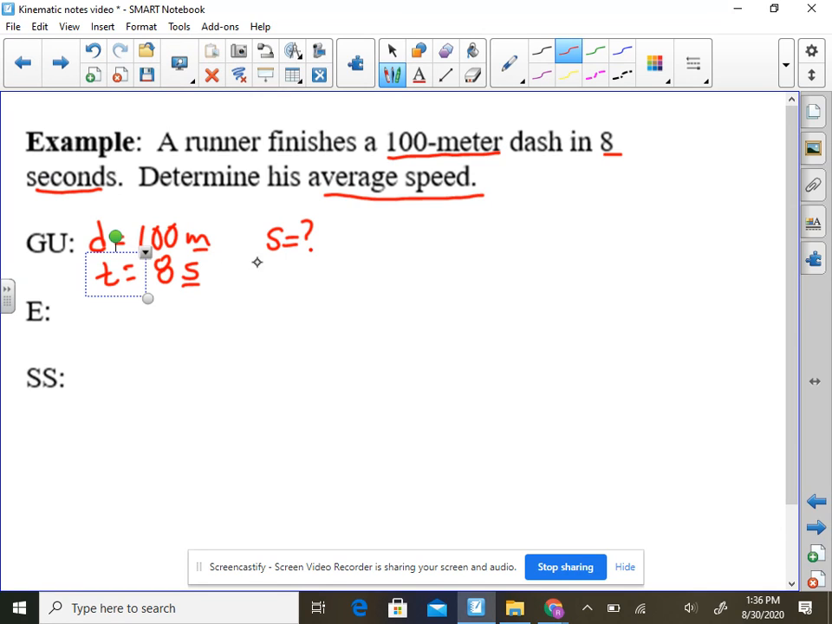So my equation that I would want to use for this is speed equals distance over time. And it's already rearranged. It's solved for speed, so I can just substitute in the last step my numbers. And so distance is 100 meters. Our time is 8 seconds. And that gives us a speed of 12.5 meters per second.